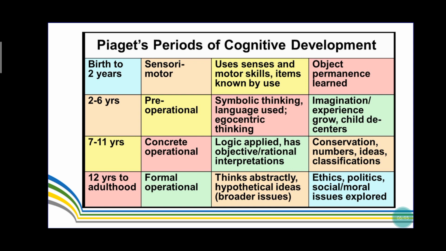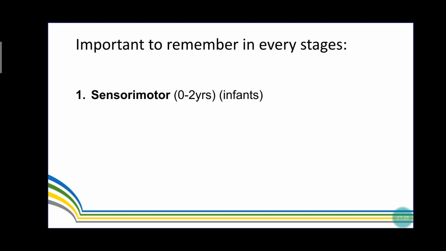Lastly, the fourth stage is the formal operational stage from 12 years up to adulthood. In this stage, this aims to achieve scientific reasoning. So the thinking in terms of abstractions or symbols, being able to think about many variables or dimensions at the same time. So being able to think in terms of probabilities and proportions. Also with ethics, politics, social, and moral issues are being explored. So learners here are thinking abstractly and hypothetically. So that's it. These are the important things to remember in every stage.